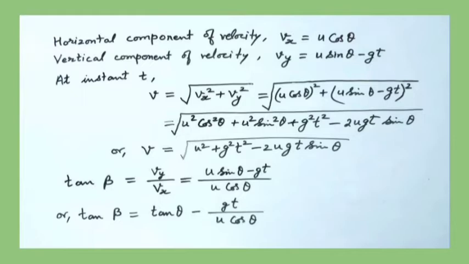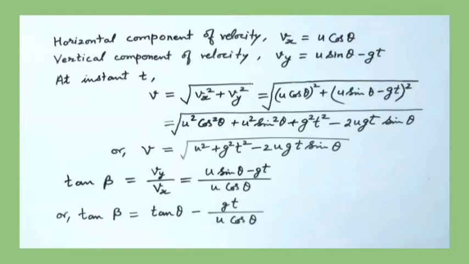Therefore, the velocity of the projectile at an instant of time t is v = under root Vx square plus Vy square, which after expansion and simplification comes out equal to under root u square plus g square t square minus 2ugt sin theta. This expression gives the magnitude of velocity of the projectile at an instant t.